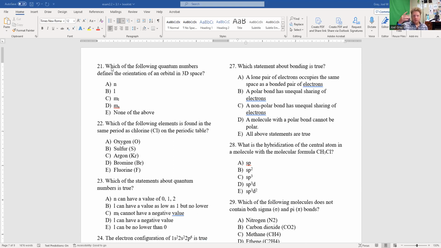Well, we have 4 quantum numbers. N is your principal quantum number, and you can get that information from the periodic table. So that is going to have a value of 1, 2, 3, 4. L is the shape of the orbital. M sub L is all about the positioning of an orbital in 3D space. M sub S is the magnetic spin quantum number. Okay, so C is the correct answer for that one. That is number 21, C.